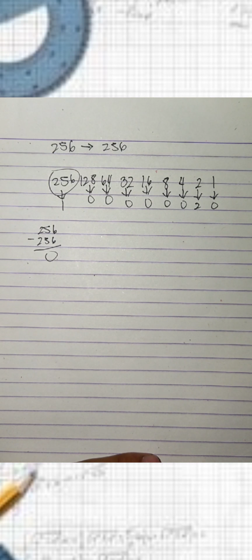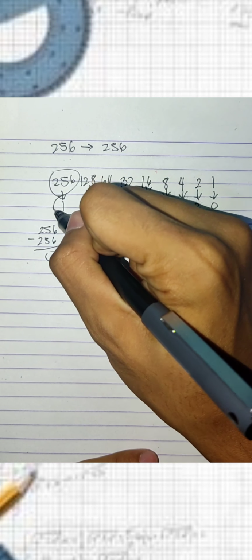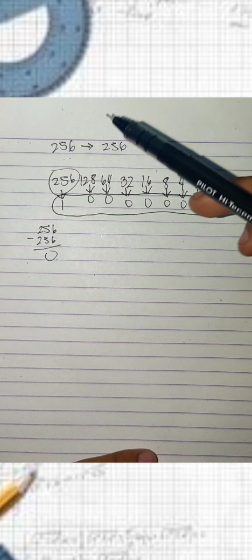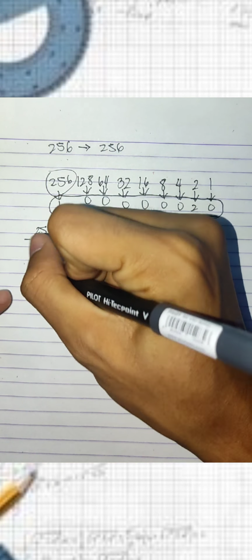Yung decimal number natin na 256, kinonvert natin siya sa binary. Ito na yung binary natin. Convert natin ng 256 to binary. So, let's go for last example. 111.